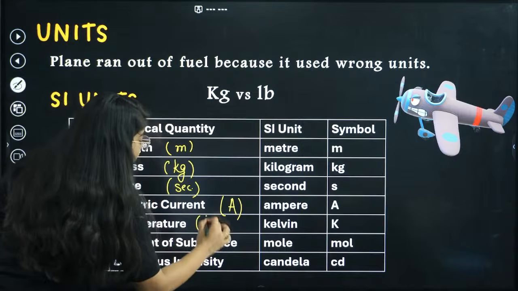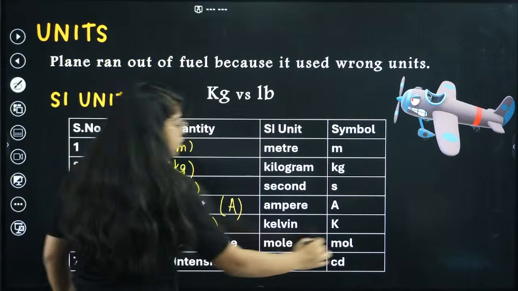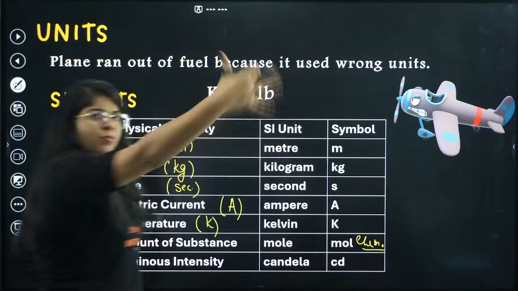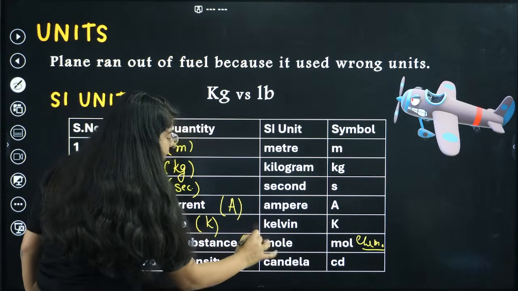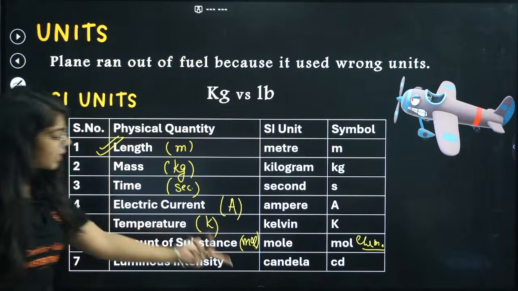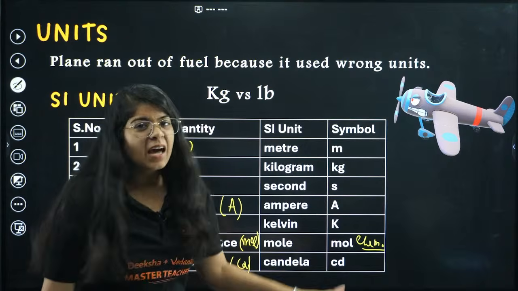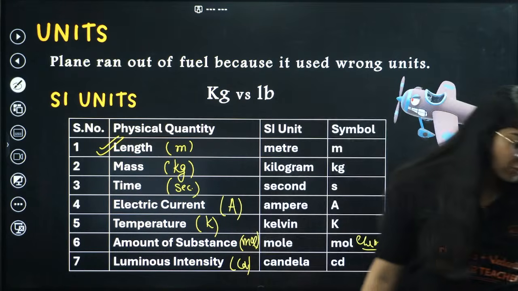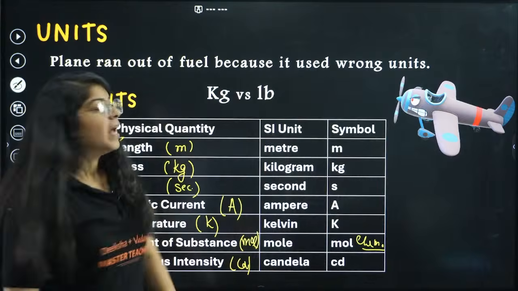Then temperature we measure in Kelvin. Then amount of substance, this is a chemistry term actually, but later in physics we also use it at graduation, post-graduation level, right? So mole, M-O-L is the symbol here, and luminous intensity is candela, C-D. This candela, I have not used it till date, it's my master's, but we still have to remember what exactly it is, right? Okay, let's move on.